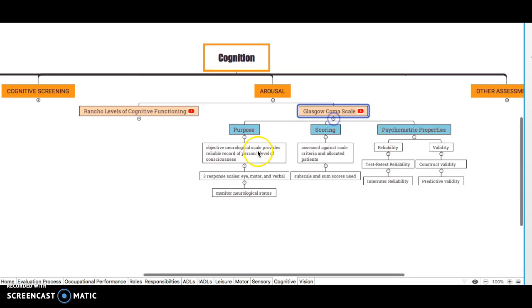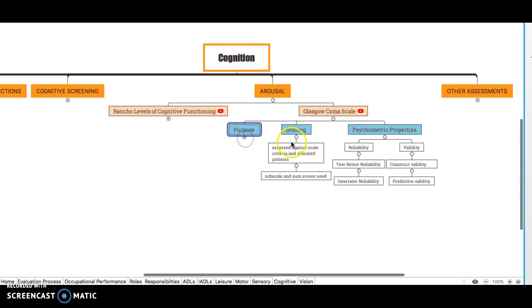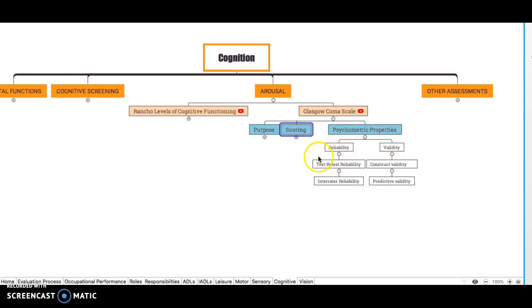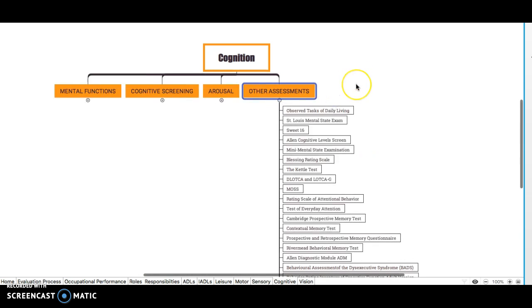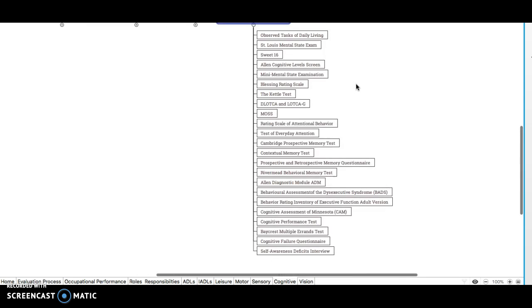The Glasgow Coma Scale is an objective neurological scale that provides a reliable record of the person's level of consciousness, and it is based on 3 response scales of eye, motor, and verbal, and it is mostly used to monitor the neurological status of a patient that is comatose or to assess their cognition. The scoring is assessed against the scale criteria and allocated to patients. And as you can see, here are the psychometric properties for the Glasgow Coma Scale. Some other assessments that I did not mention are all of these below, and they're all in Vroman.